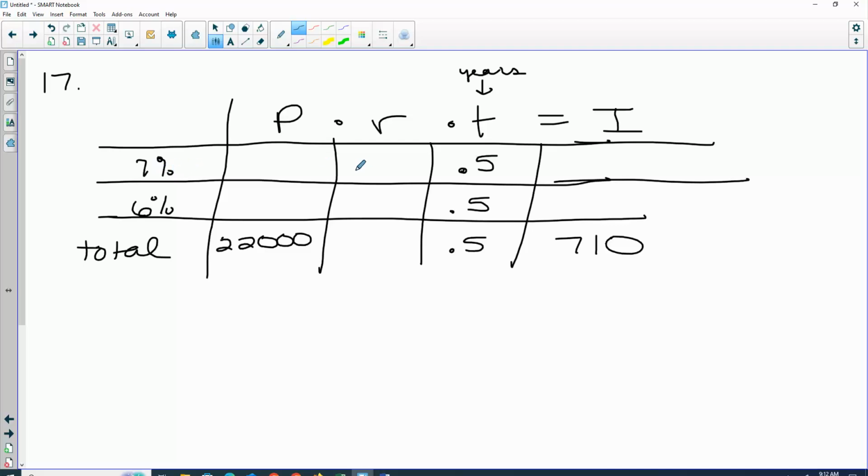Okay, 7% would be a rate of 0.07. 6% a rate of 0.06. It didn't give you the rate for the total, but it doesn't matter. My goal is just to get this column. So if I have gaps, otherwise it's okay. Do we know how much he invested at 7%? No, so we call that X. Then what would we do for 6%? The total minus the amount we already spent.